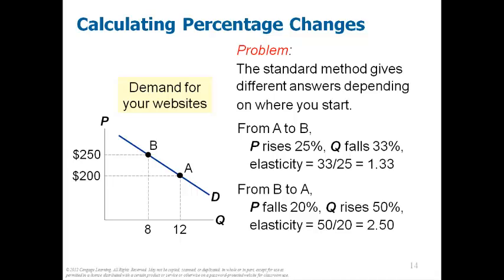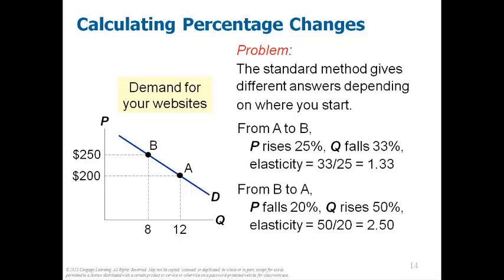We already calculated the rise in price as being 25%. To find the change in quantity, you would just take 8 minus 12 over 12 times 100. So 4 over 12 times 100 is 33%. You have 25% for the change in price, 33% for the change in quantity. So you have 33 over 25, or the elasticity is 1.33. But if you calculate it the other way, make B the starting point and A the end point, then you get a completely different number for the elasticity, and that's not good.